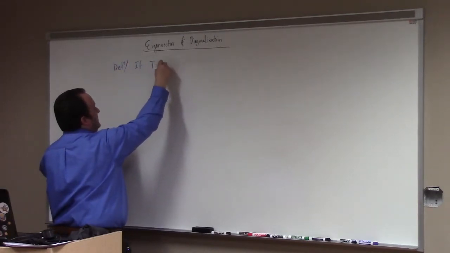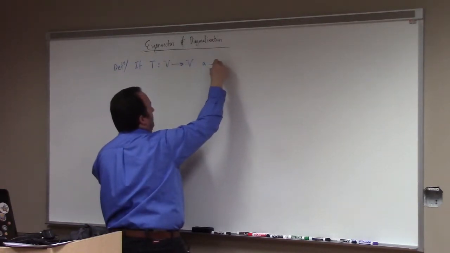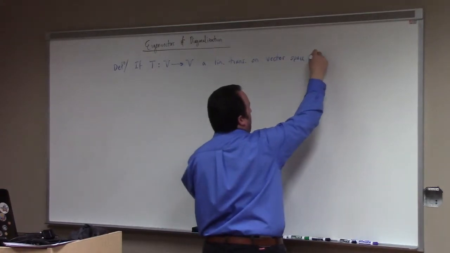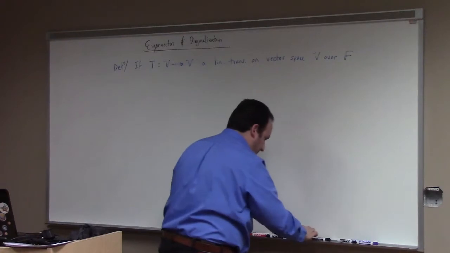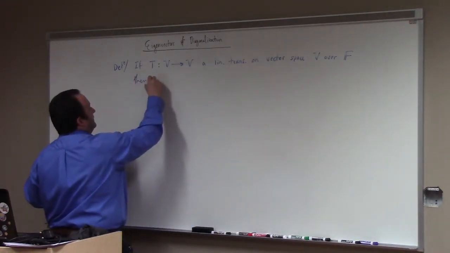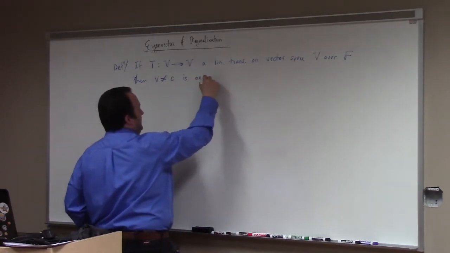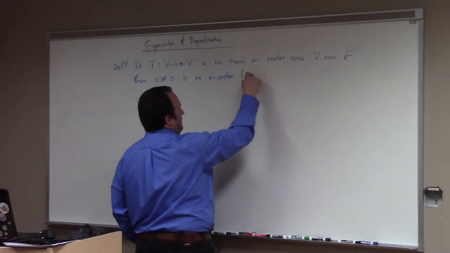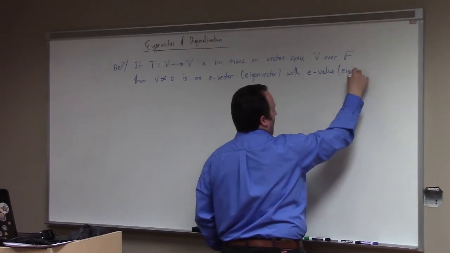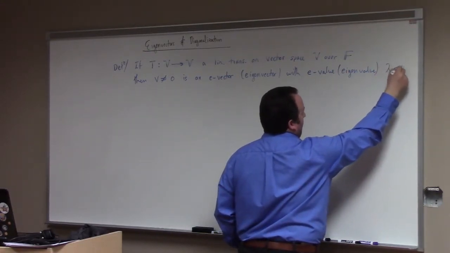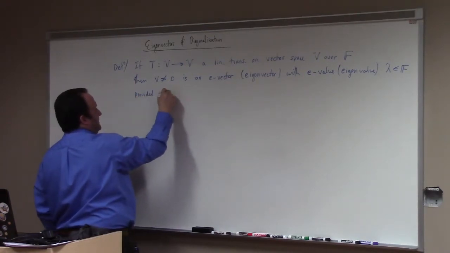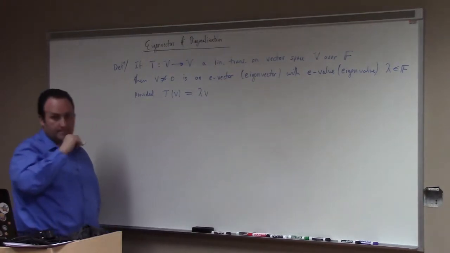Definition. If we have a linear transformation T from V to V, so a linear transformation on a vector space V over a field F, then v not equal to 0 is an eigenvector with eigenvalue lambda in F provided that T of v is equal to lambda times v.